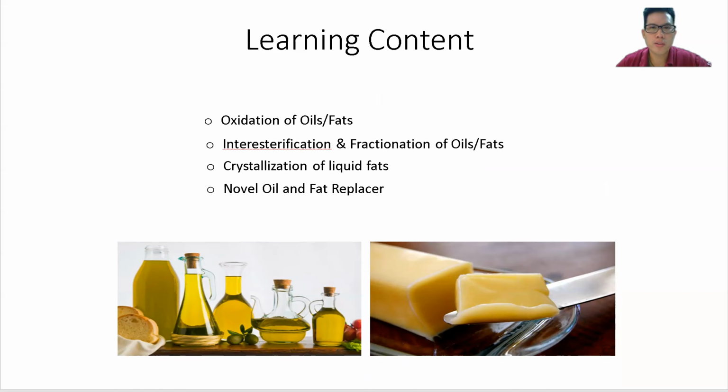For the learning content, I'm going to separate it into 4 sections. The first section is oxidation of oil and fats. We're going to talk about autooxidation and photooxidation. Then we talk about some of the ways you can use to separate the unsaturated and saturated fats, or you can modify the unsaturated into saturated.